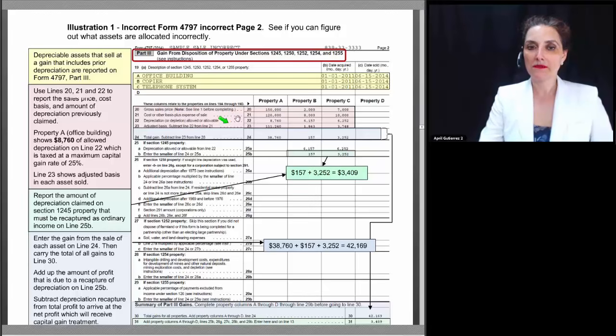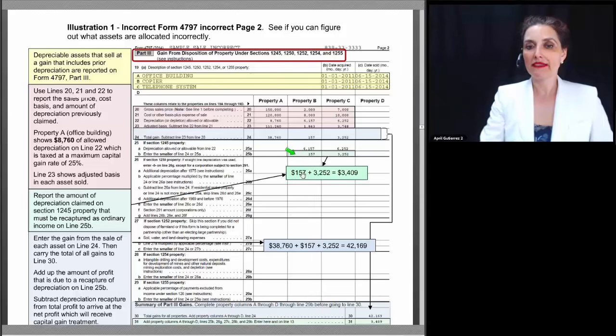the telephone system. We then figure what the total gain is because we're going to use these depreciation numbers to reduce basis, and that gives us a total gain on line 24 of $38,760 for the commercial building, $157 for the copier, and $3,252 for the telephone system. Now it says on line 25, if the asset sold was Section 1245 property, enter the lesser of the gain or the depreciation allowed. In both cases, the lesser number is the gain, 157 and 3,252.